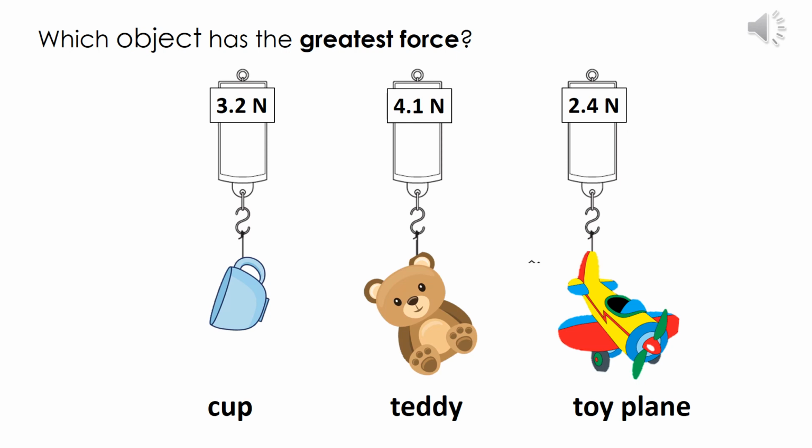Which object has the greatest force? The cup has 3.2 newtons of pulling force, the teddy has 4.1, and the toy plane has 2.4 newtons of pulling force. We can see the greatest force is the greatest number, the biggest number. Therefore, the teddy has the greatest force.